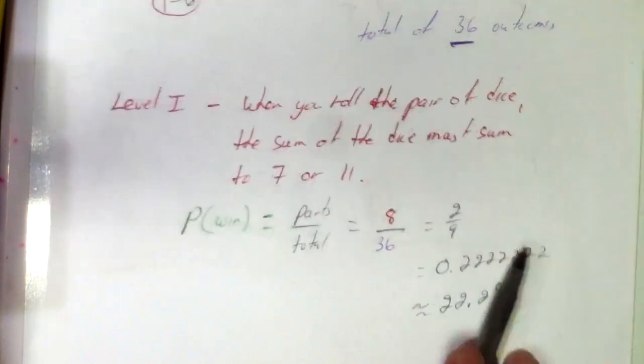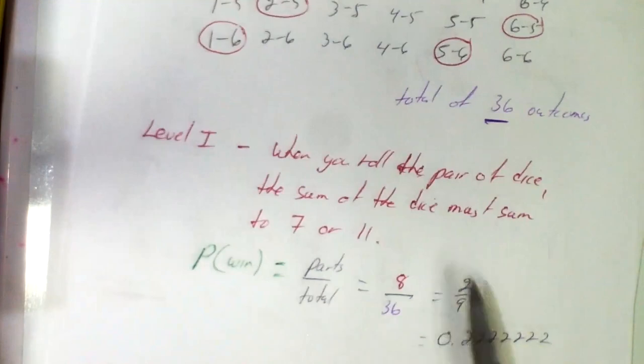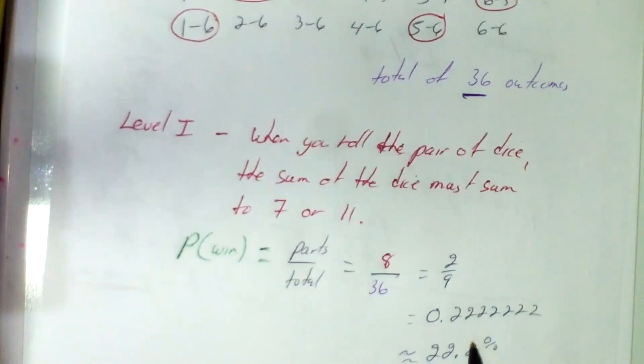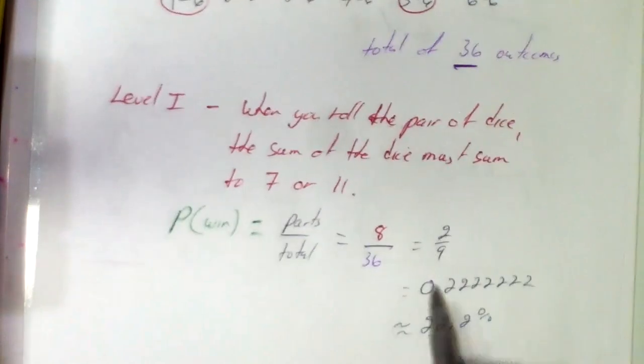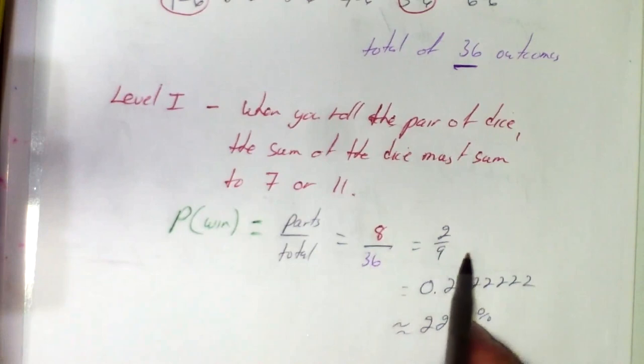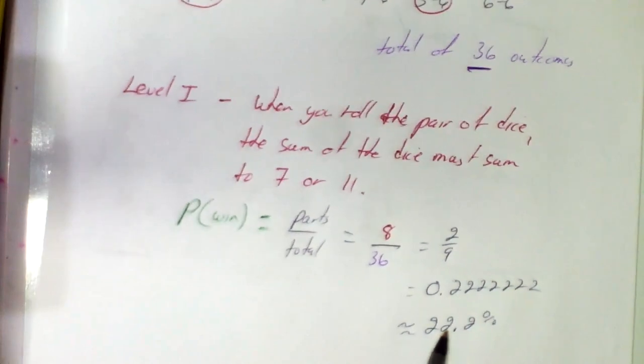Now, if you compare this game with all the other ones that we listed, you will see that in the game of craps, you have better odds of winning than you do in the other one. There's your total, and there's your parts. Change it to decimal, change it to a fraction, reduce, decimal, and percent.